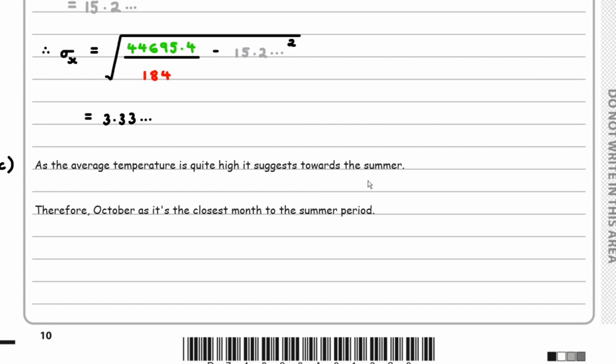Now here, we have to bear in mind that Perth is in the southern hemisphere. So what would be our summer would be their winter, and what would be their winter would be our summer, which is why we put down October rather than May or June, etc.